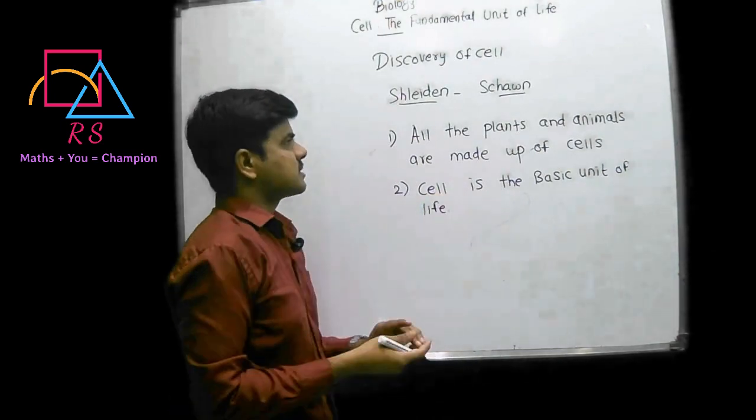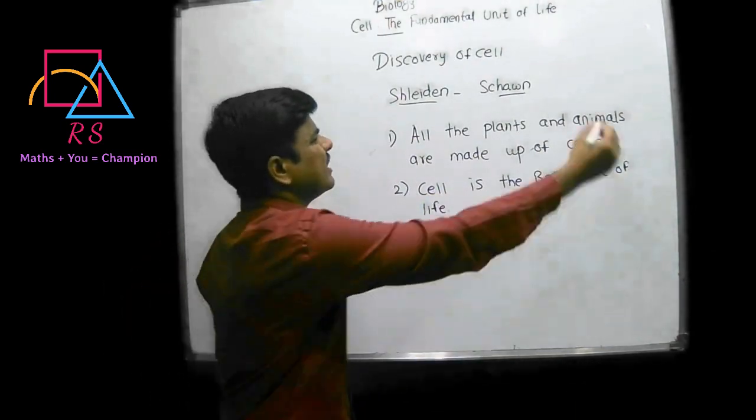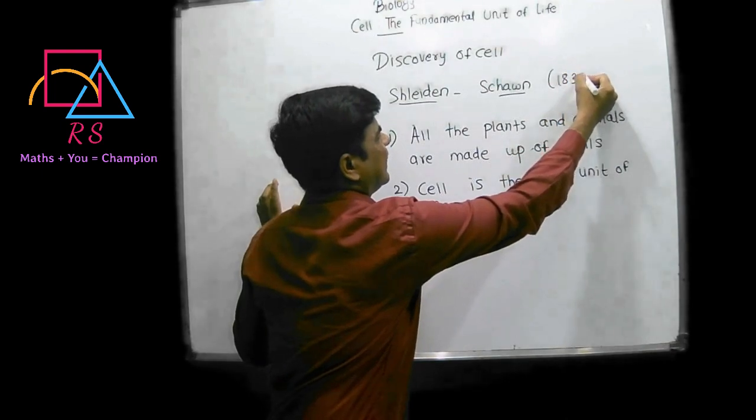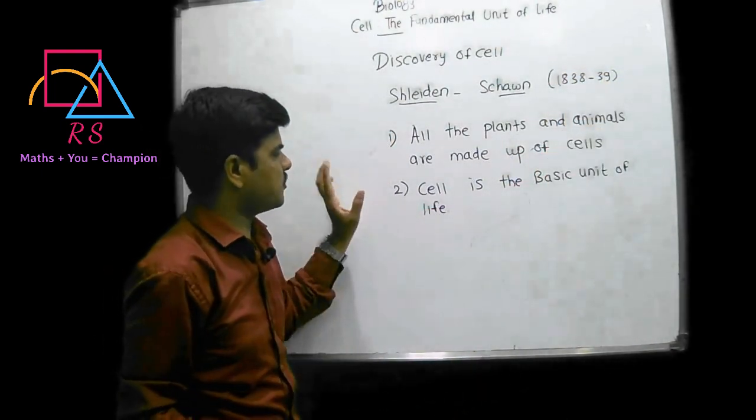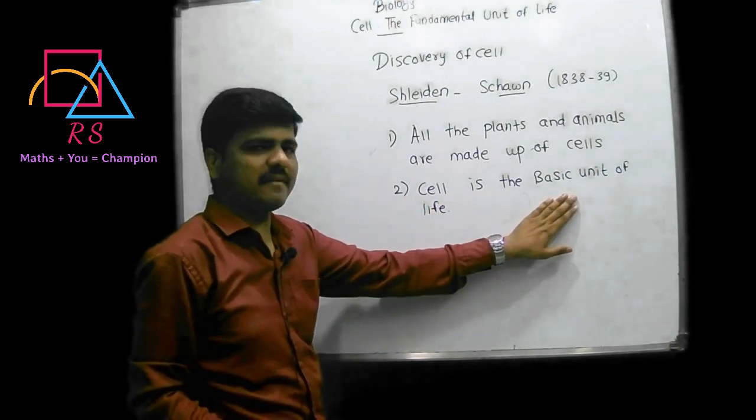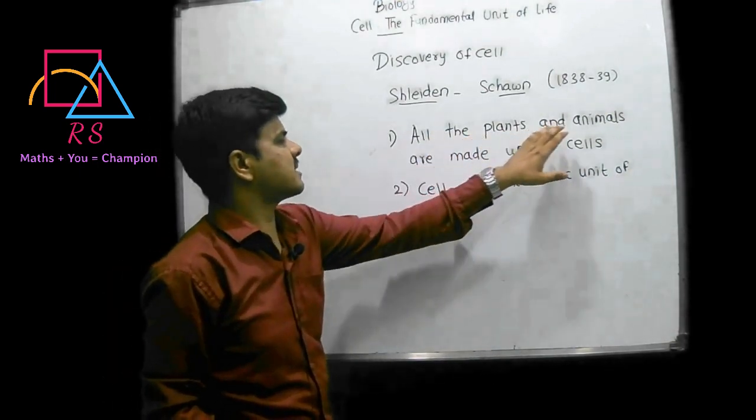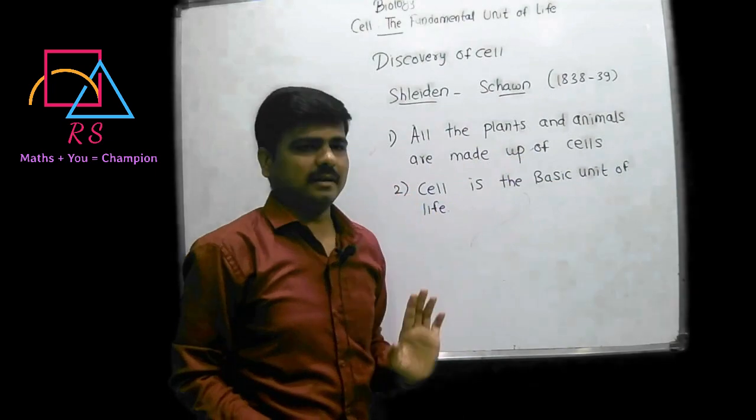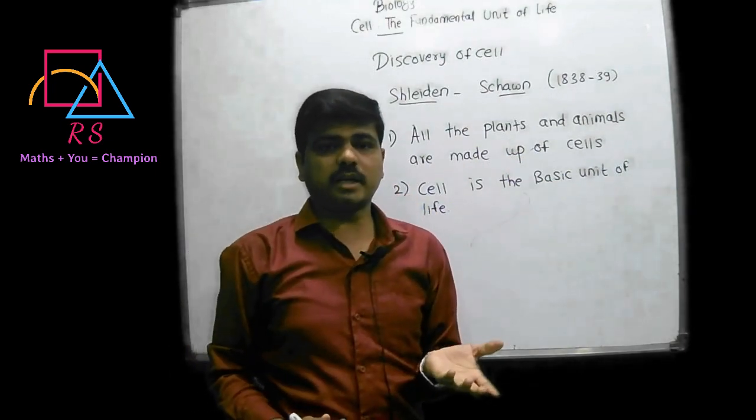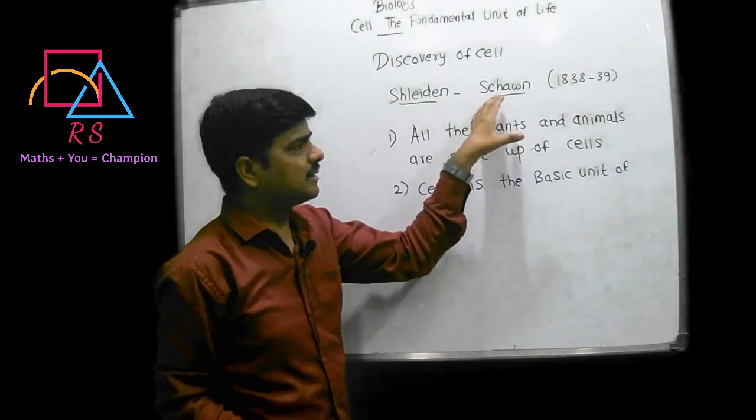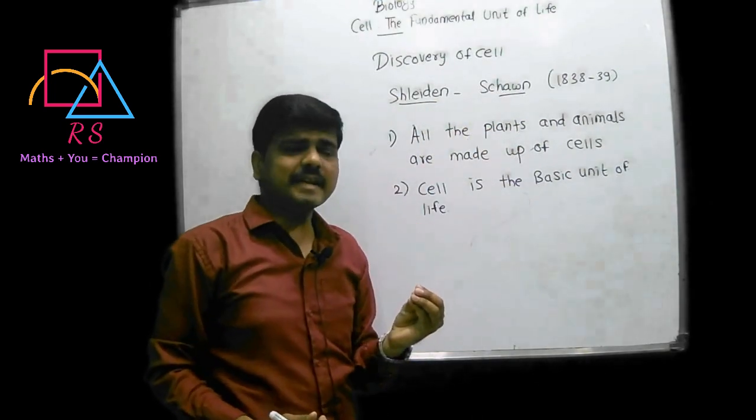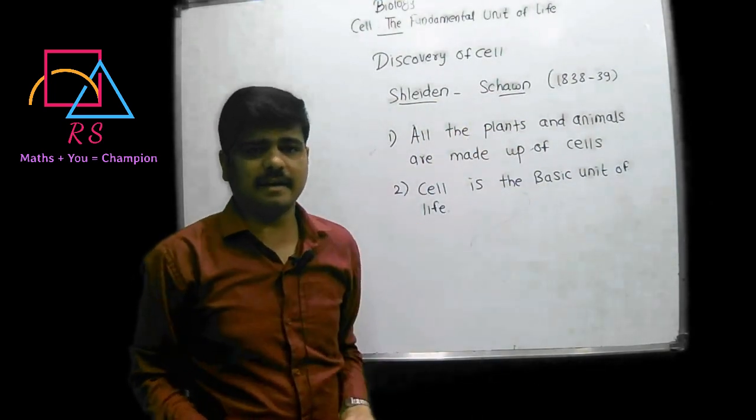Alright, so what Schleiden and Schwann told, around the years 1838 and 1839, they made this statement. What was the statement? The cell is the basic unit of life, and all the plants and animals are made up of cells. Whatever statements were given by Schleiden and Schwann, they called it the cell theory.